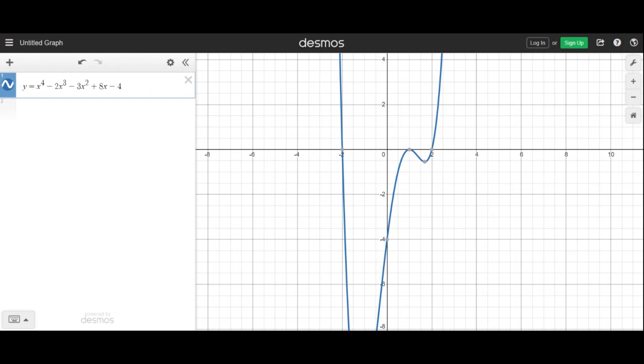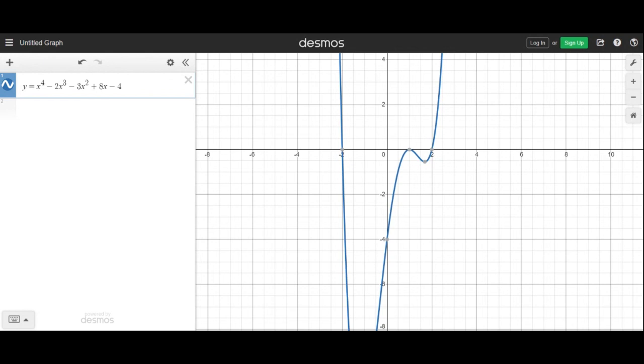Okay, so it looks like -2, +1, and +2. Right? And is there anything interesting about any of those? Yeah, what happens at 1? 1 bounces, which means what? Okay, it's an even multiplicity, right?